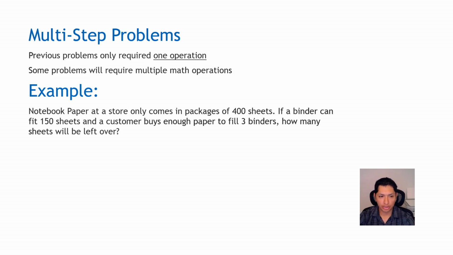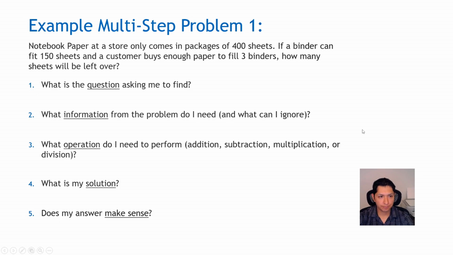In this problem, it goes, notebook paper at a store only comes in packages of 400 sheets. If a binder can fit 150 sheets and a customer buys enough paper to fill 3 binders, how many sheets will be left over? So let us go into the 5-step process and see how it differs from those operations where you only need one. So again, number 1, what is the question asking me to find? The question is asking me to find how many sheets will be left over.